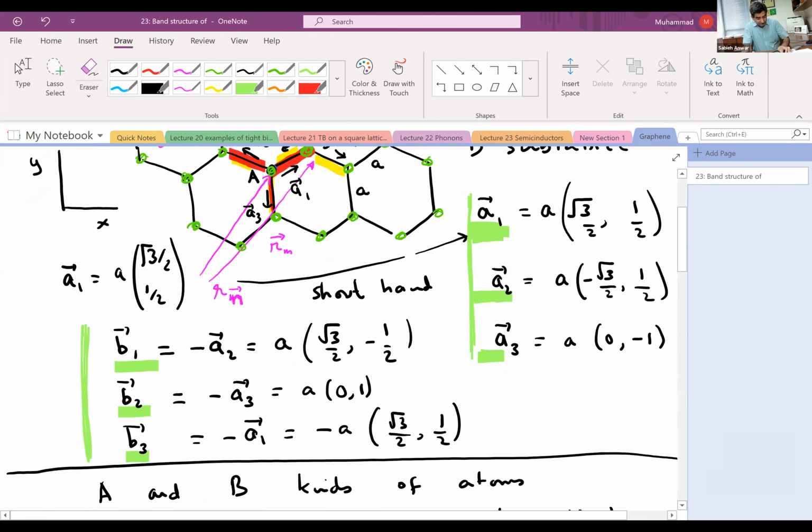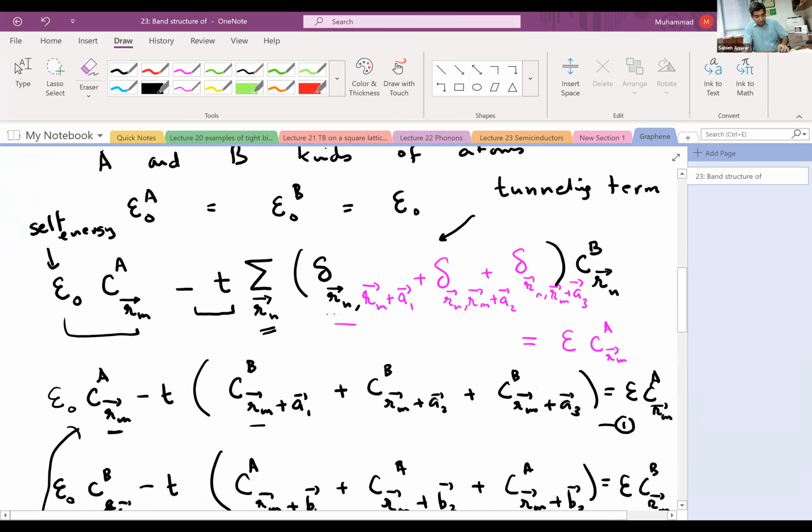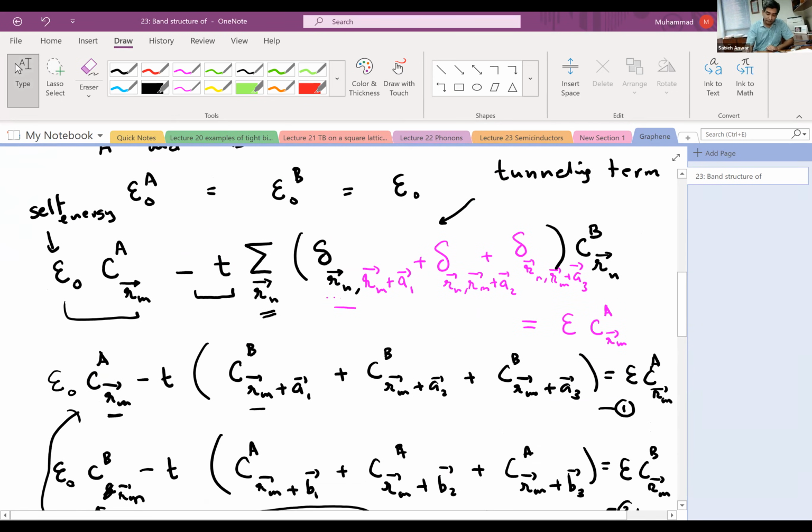So now what we would like to do is write down the Schrodinger equation. We come up with a trial wave function, which is a superposition of orbitals A and orbitals B, and then we project it onto an orbital A, and then we project it onto an orbital B and get two kinds of equations. One of those equations is of this form.